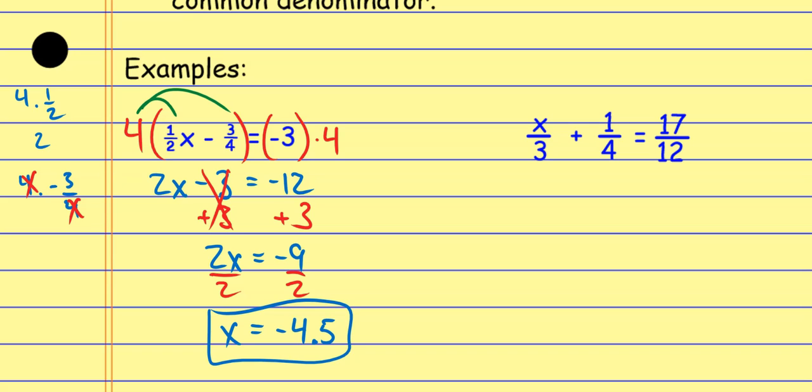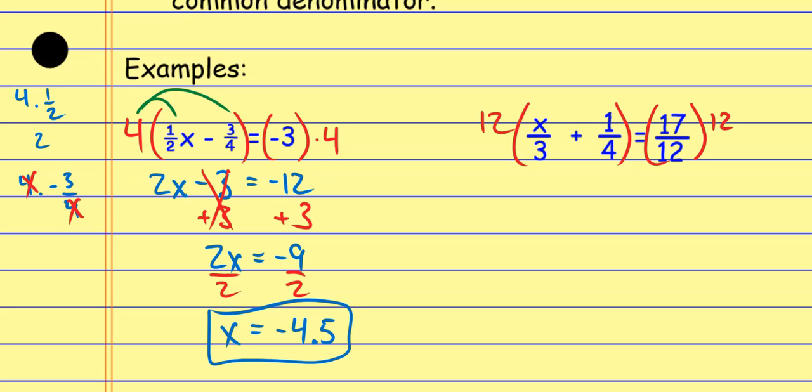So I need a number. I need to multiply by a number that all of those things can divide into. In other words, I want to multiply by something that's divisible by 3, but that's also divisible by 4, but that's also divisible by 12, okay? And so the number that I'm looking for is a 12. It's what the common denominator would be. So I'm going to multiply each side by 12, okay? This is how I get rid of fractions.